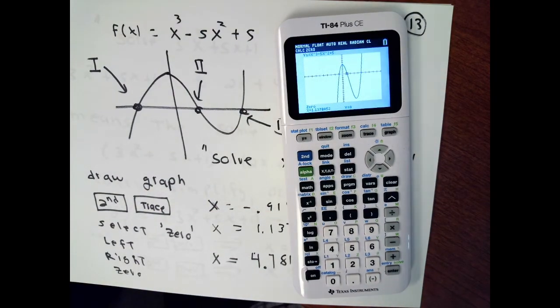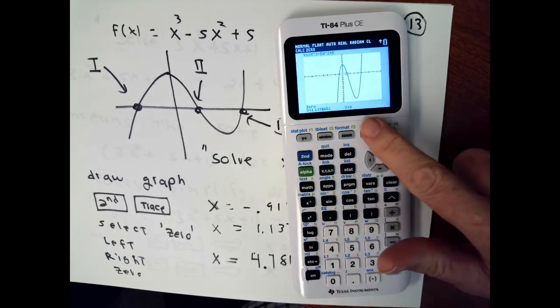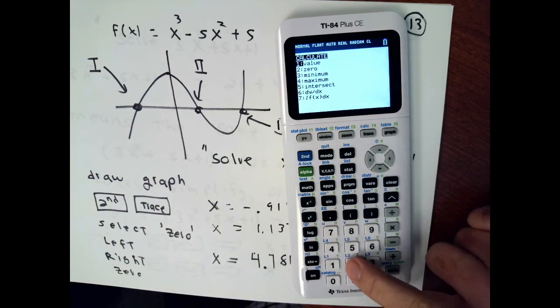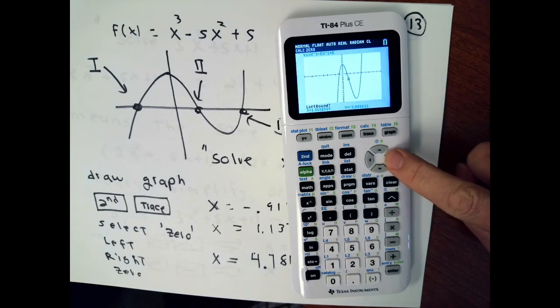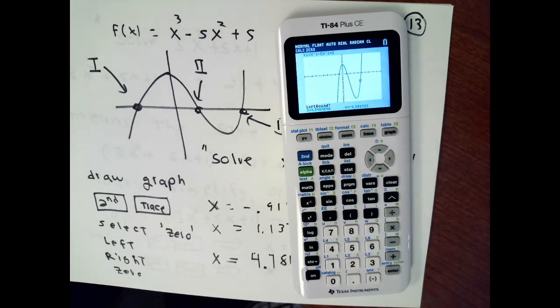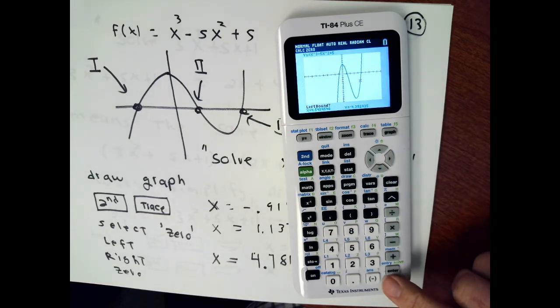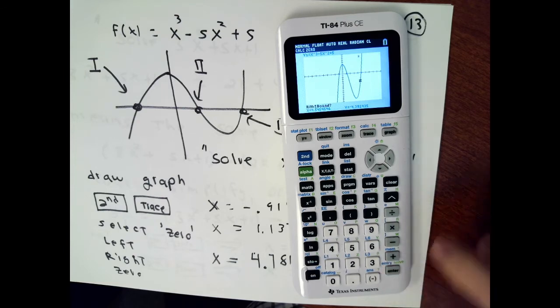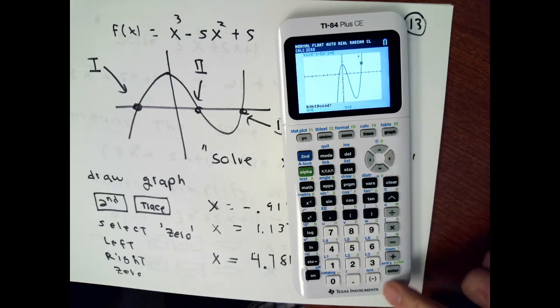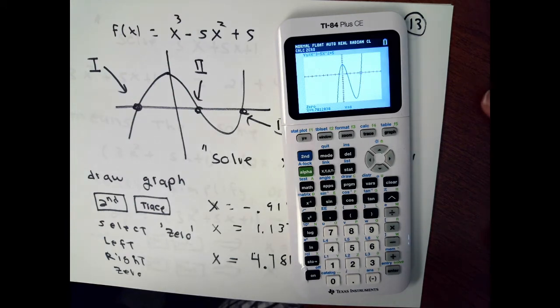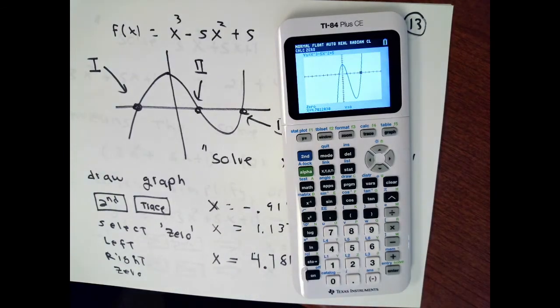The last one is got the same way. Second, calc, looking for a 0 of a function. And as I said before, I'm already sitting to the left of the third solution, but I like getting closer. So I'll put my cursor there and say enter. I'll move it a little bit to the right, enter, and I'll use that as my guess. The third solution is x equals 4.78128838 to the degree of accuracy the calculator is able to give me.